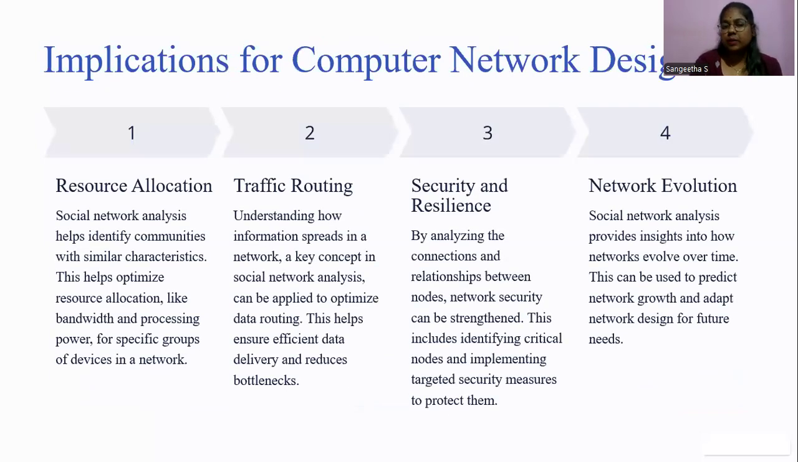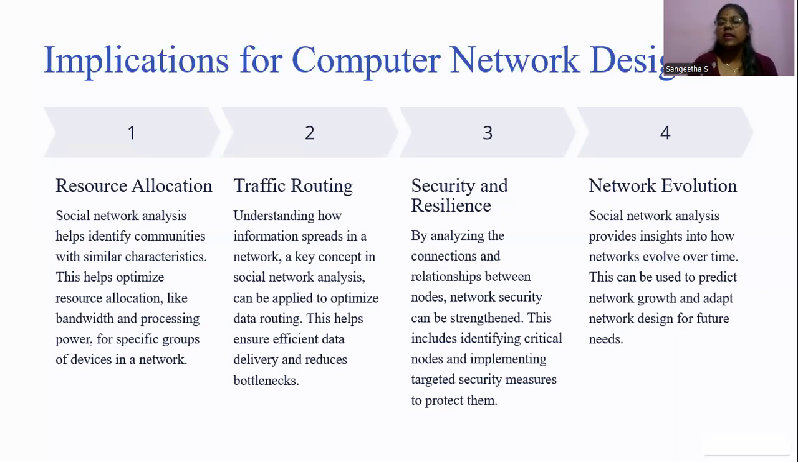Implications for computer network design. The first one is resource allocation, and the second one is traffic routing, then security and resilience, and the last one is network evaluation. Social network analysis helps identify communities with similar characteristics. This helps optimize resource allocation.